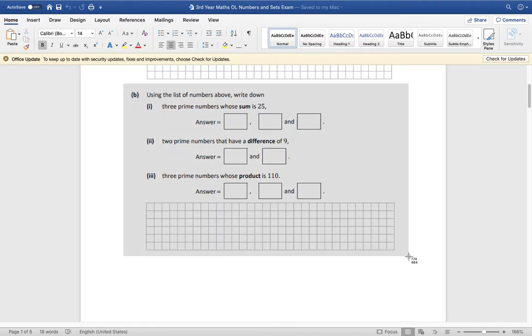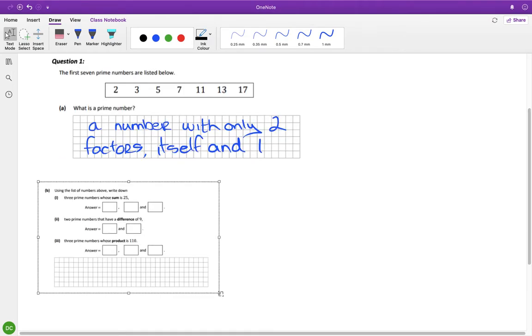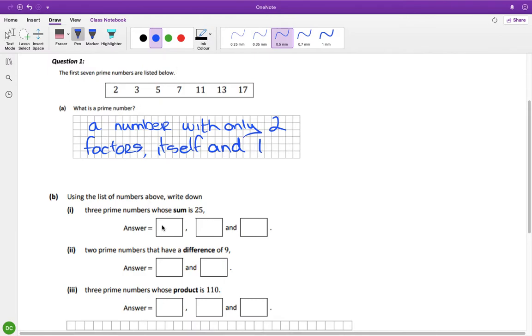Next, it starts by saying using the list of numbers above, so we have to work off that list. Write down 3 prime numbers whose sum is 25. So let's see, 13, that's right, isn't it? If I do 13 and 7, that makes 20, and then 5. I don't know, there's probably another one. Yeah, 17 and 3 and 5. It will work.